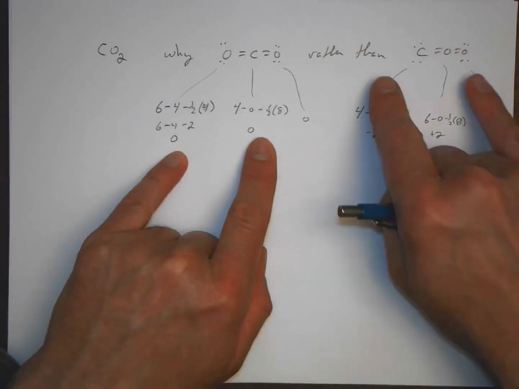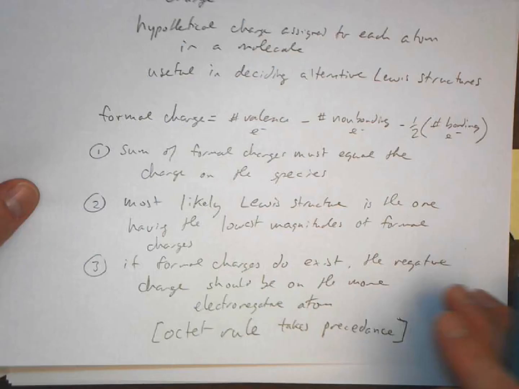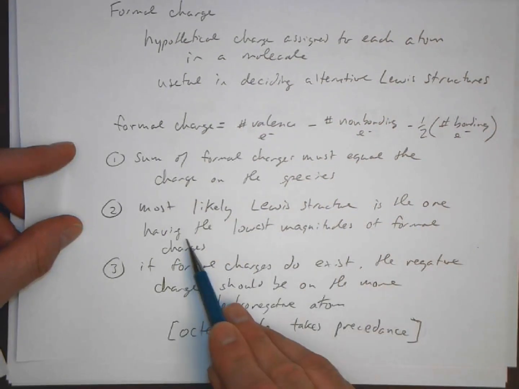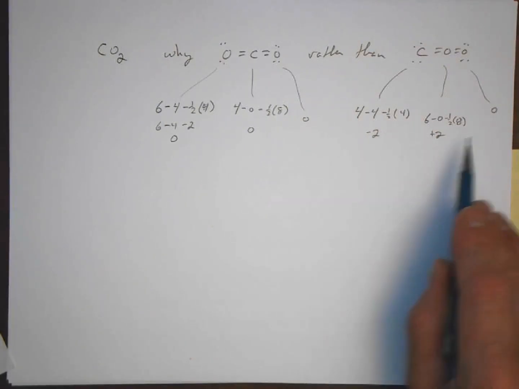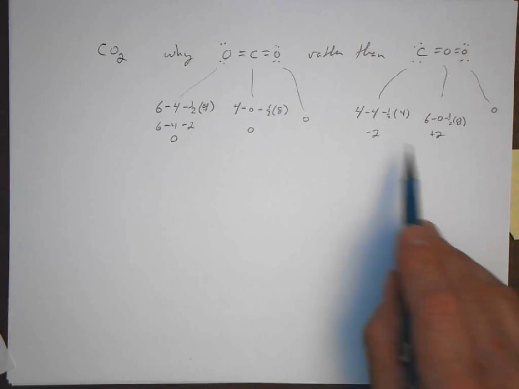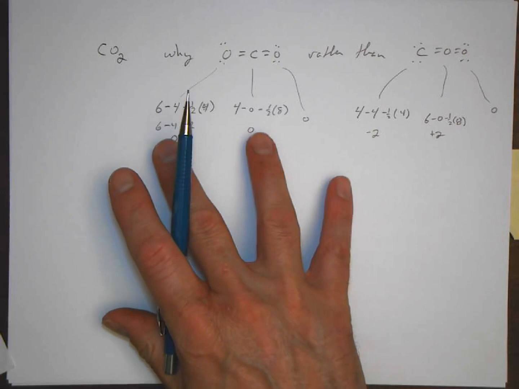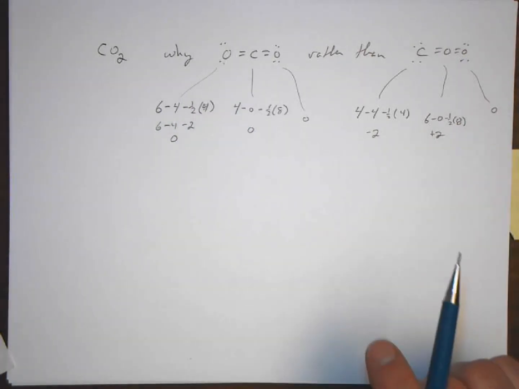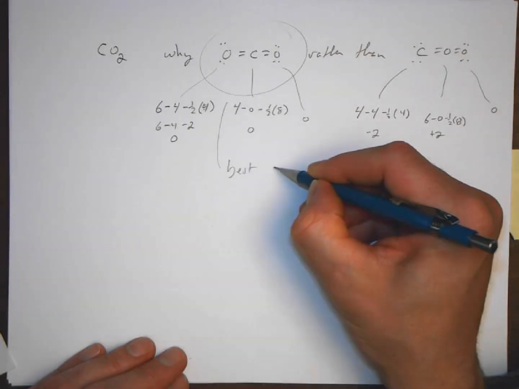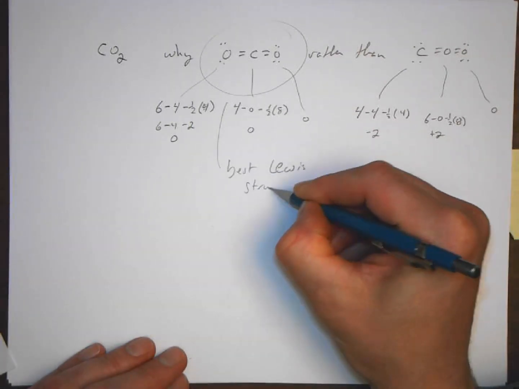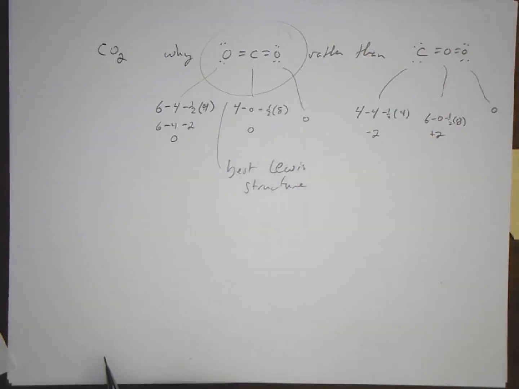So between these two structures, remember, the most likely Lewis structure is the one having the lowest magnitudes of formal charges. I'm not just simply adding the formal charges up and saying, oh, well, they'd be about equivalent, because if I add the minus 2 and the plus 2 here and the 0, I get 0 here too. But no, it's looking at the magnitudes of the formal charges on all of these. This is going to be the best structure between those two, because it has the lowest magnitude of formal charges. It has 0 in each case.